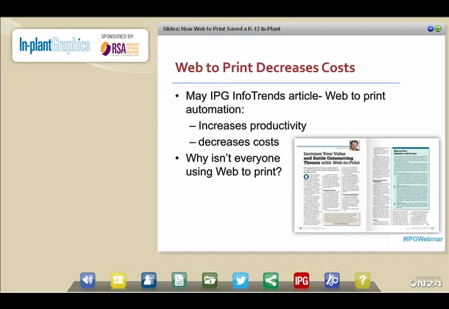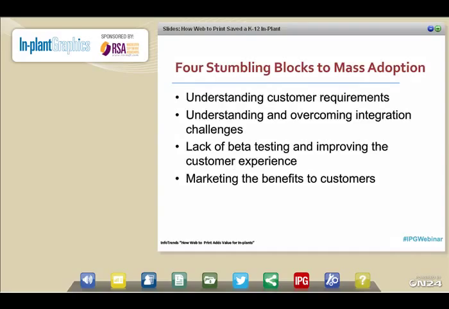I've touched on some of the benefits, but I don't want you to think that it is an easy implementation. Install it on Monday and on Tuesday, let the savings begin. No, it's not quite like that. Even the best companies out there have struggled with implementation issues, so I wanted to warn you about 4 hurdles that are slowing the mass market adoption of web-to-print technology in hopes that just being aware of them and working on them will help you overcome them.